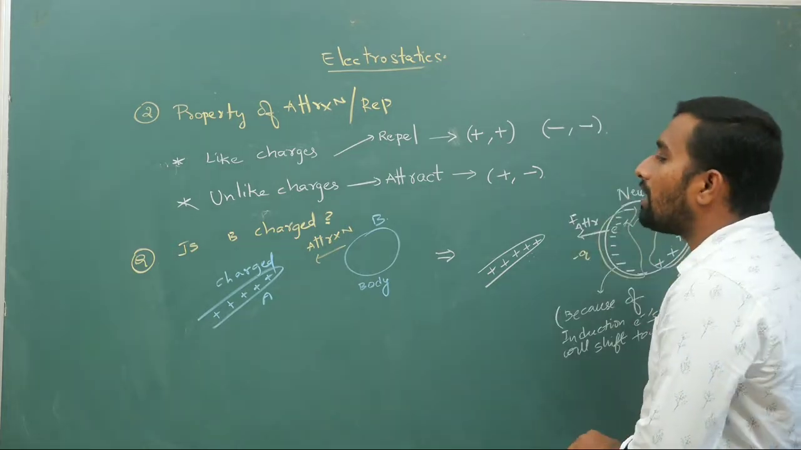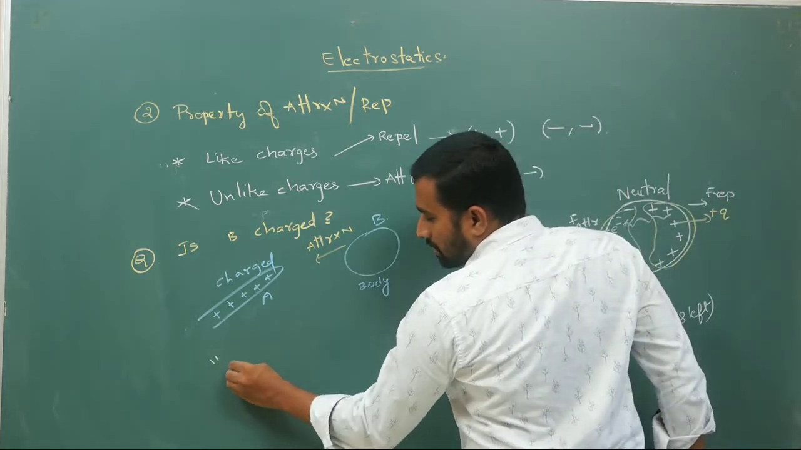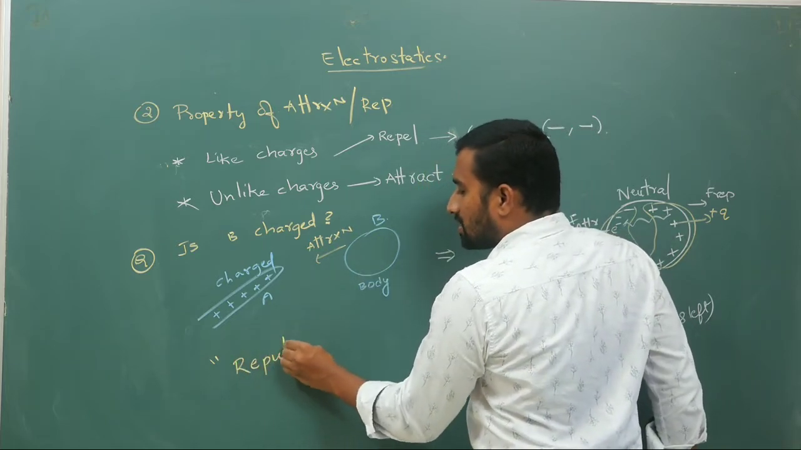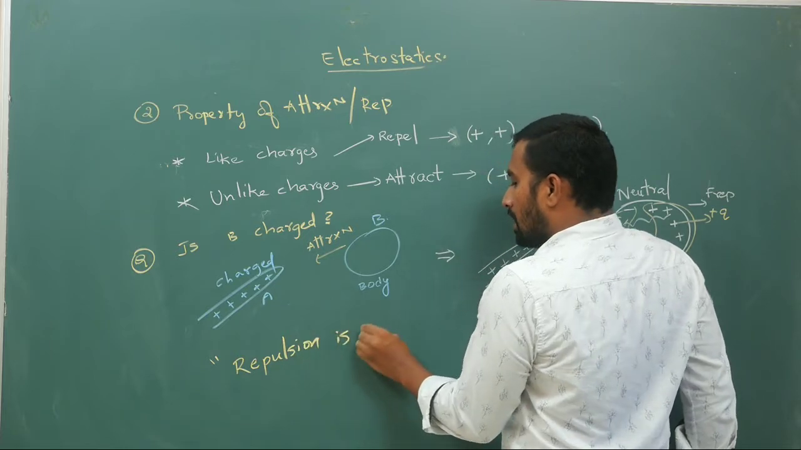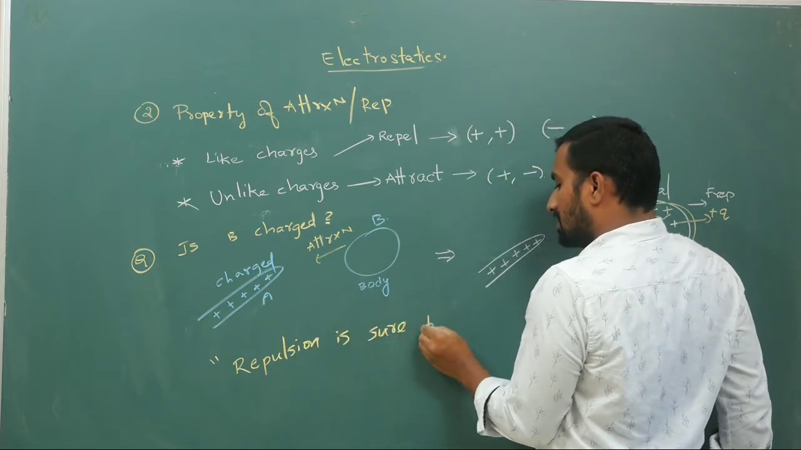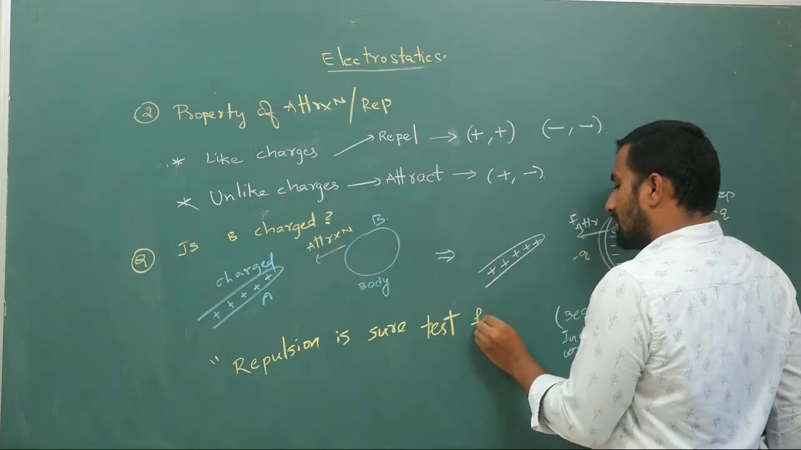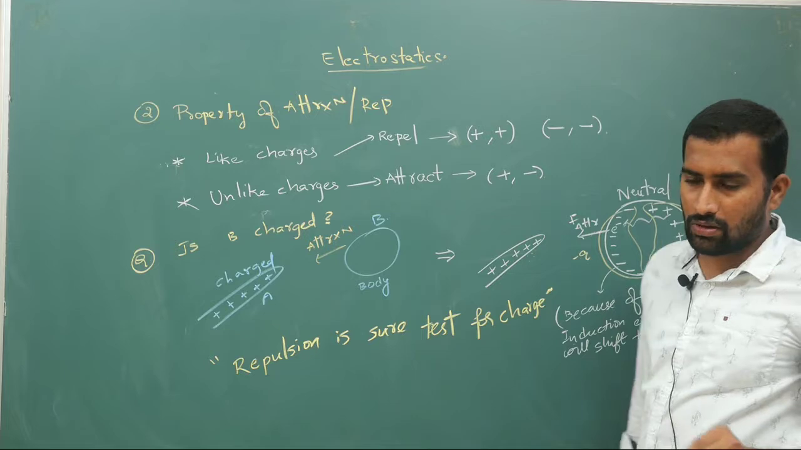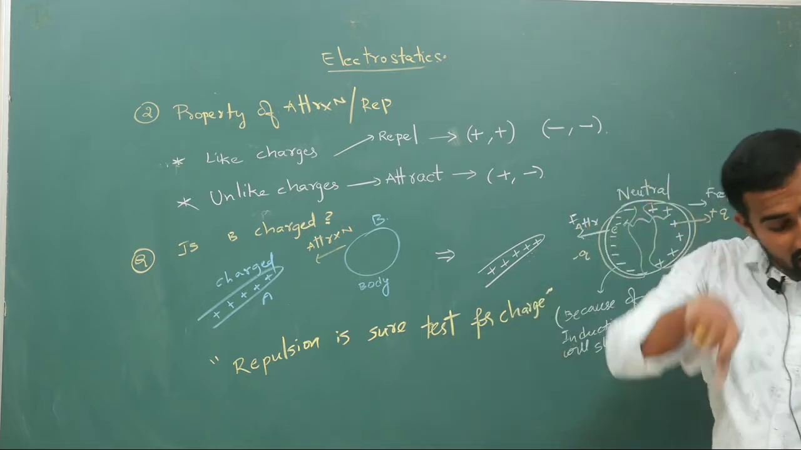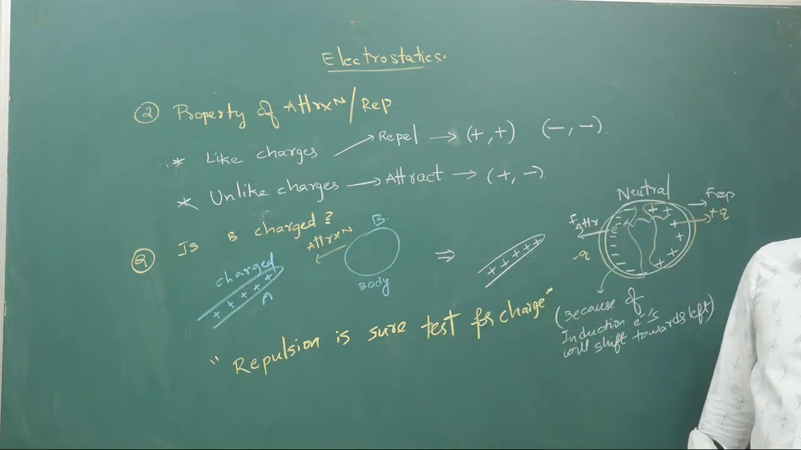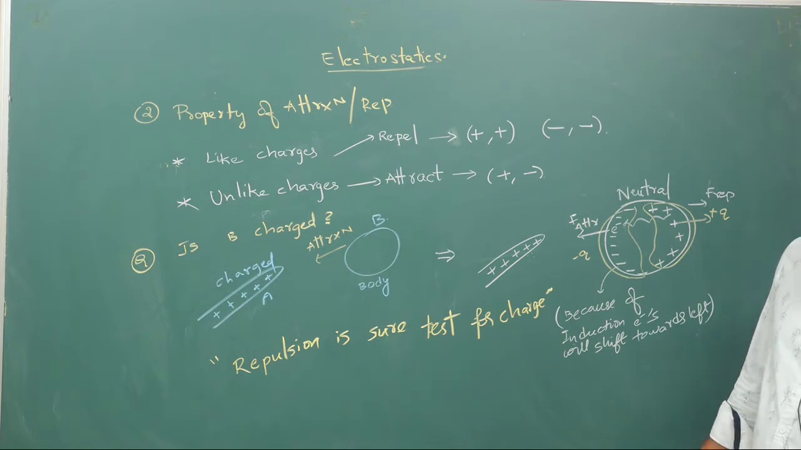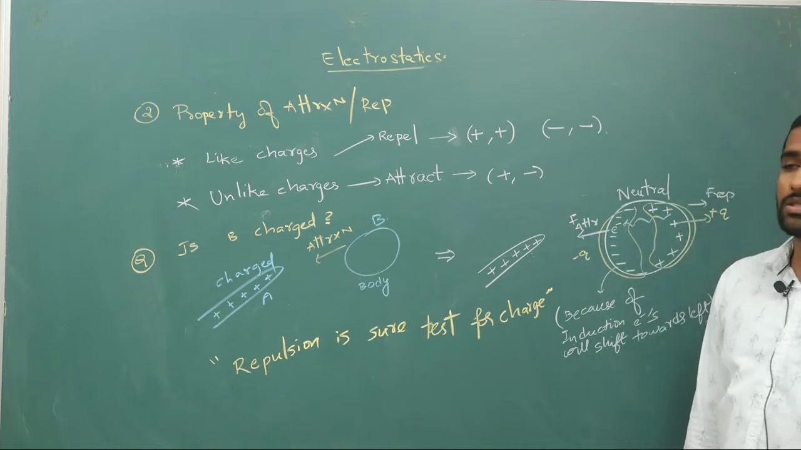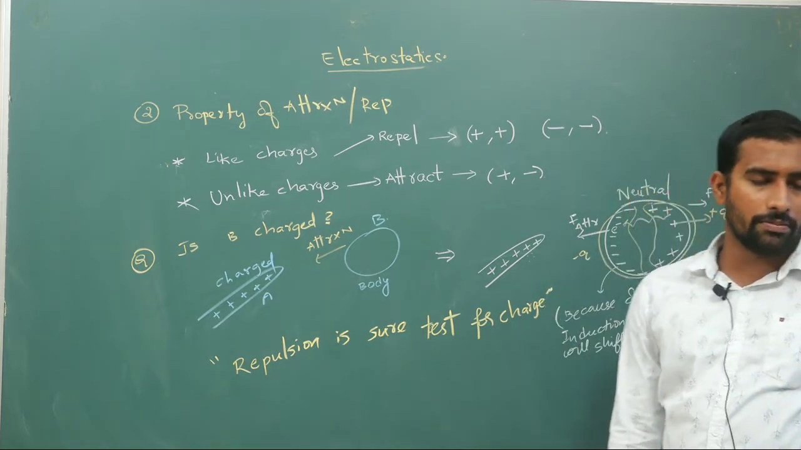So what is the sure test for charge? To conclude whether this body is charged or not, repulsion is the sure test. Repulsion is the sure test for charge. The same thing applies to magnetism: repulsion is the sure test to check the magnetic polarity of bar magnets, not only bar magnets, any magnet. This is your second property, the property of attraction or repulsion.